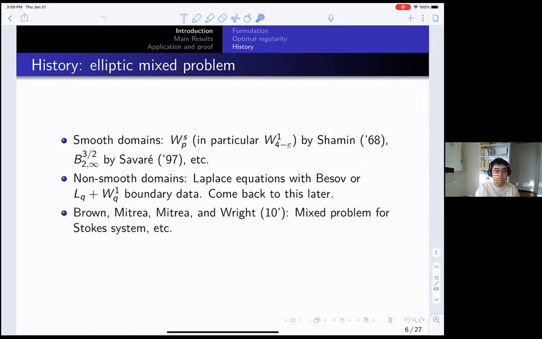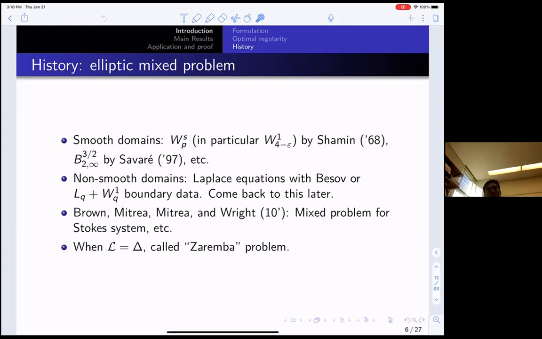There are also some research on other systems like the Stokes system, Lamé system, elliptic systems. But let me just mention this one, and there is a lot of other research. It's also worth mentioning that when this elliptic operator is the Laplacian, say the equation is the heat equation or Laplace equation, this mixed problem in this case is a mixed Dirichlet-Neumann boundary condition. It's called the Zaremba problem in the literature. Okay, this is the elliptic case.